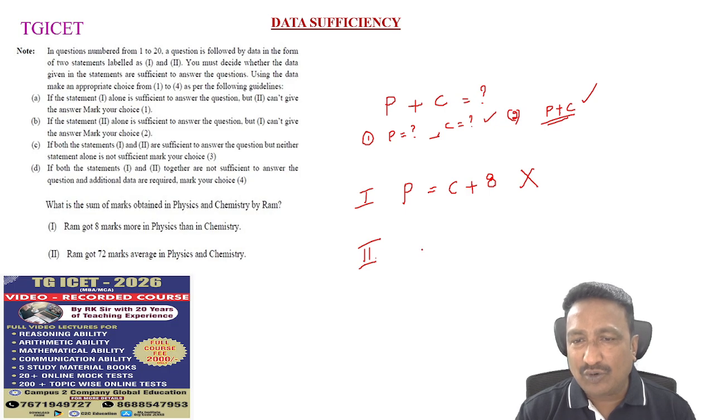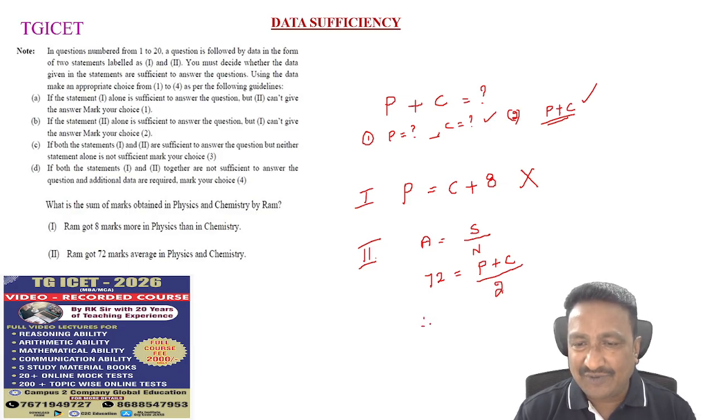So already we know average is equal to sum of the observations divided by number of observations. We should know this formula before solving this question, right? So here they gave, he got a 72 marks in physics and chemistry. So sum of the marks means number of marks in physics and number of marks in chemistry divided by how many subjects are there. There are only 2 subjects, so we can write 2.